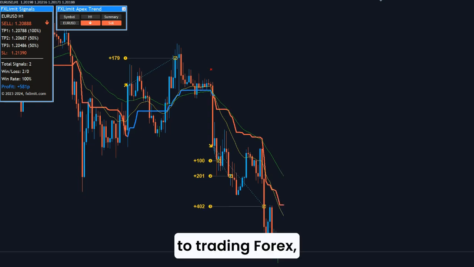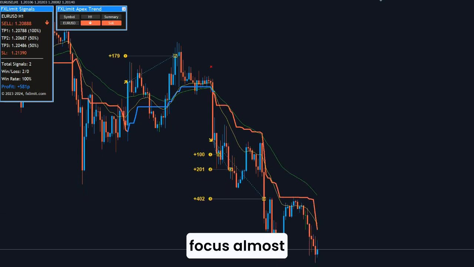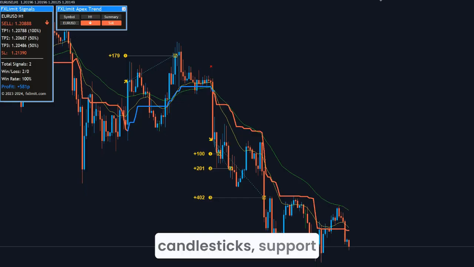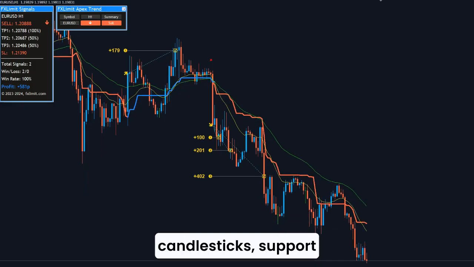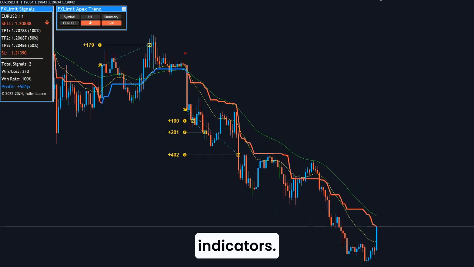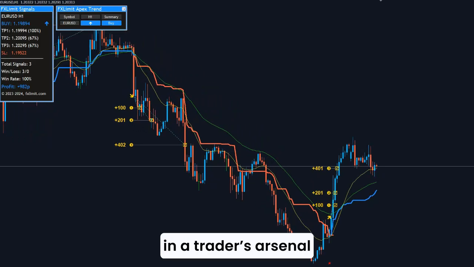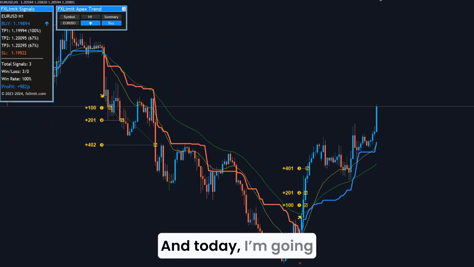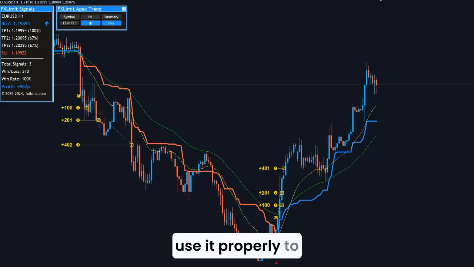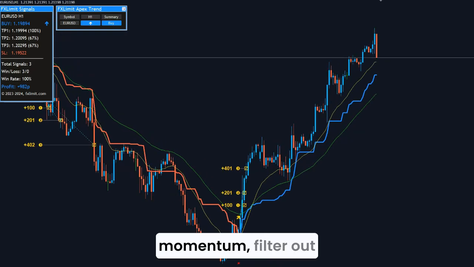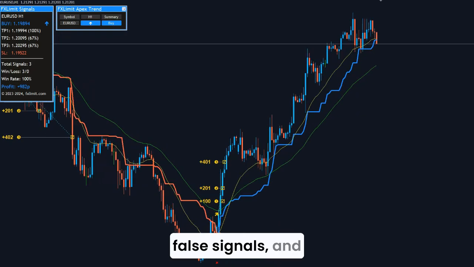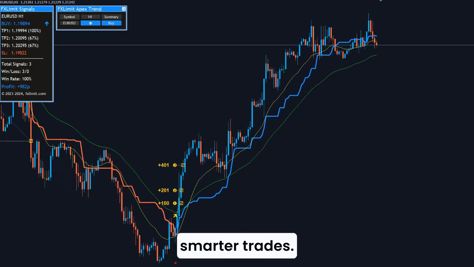When it comes to trading Forex, most beginners focus almost entirely on price action: candlesticks, support and resistance, indicators. But one of the most underrated tools in a trader's arsenal is volume. And today, I'm going to show you how to use it properly to understand market momentum, filter out false signals, and ultimately make smarter trades.